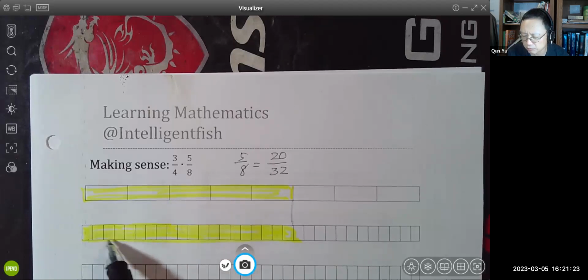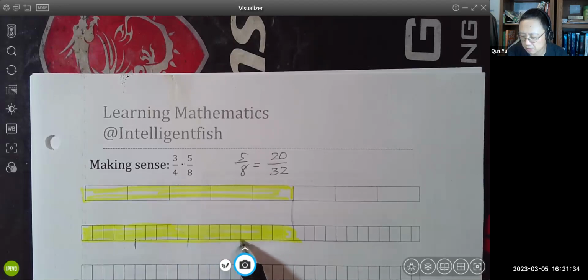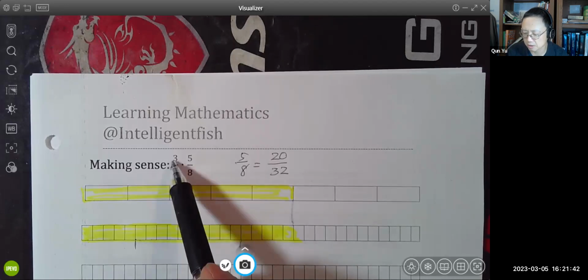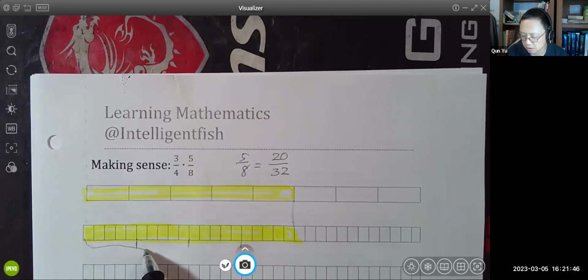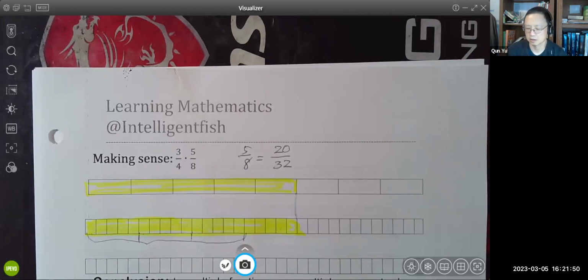1, 2, 3, 4, 5. There's one bigger block, one part. Another part, 1, 2, 3, 4, 5. Another part, 1, 2, 3, 4, 5. So I divided into 4 equal parts. And I'm supposed to get 3 of those, 1, 2, 3. So this represents 3/4 of the 5/8.